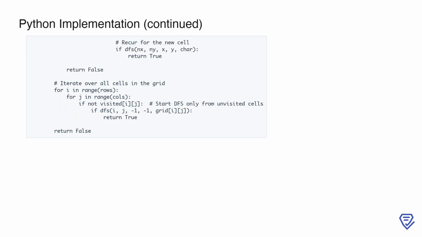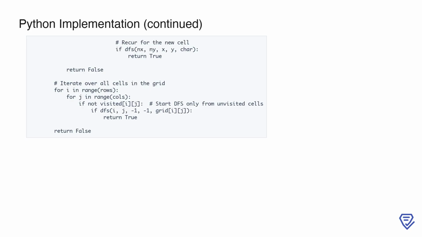If the new cell hasn't been visited yet, we recursively call the DFS function for this new cell, passing its coordinates as the current cell and updating the parent's coordinates. If any of these recursive calls returns true, it means a cycle has been found, and we propagate this result back up the recursion stack. If no cycles are detected after exploring all directions, the function returns false.